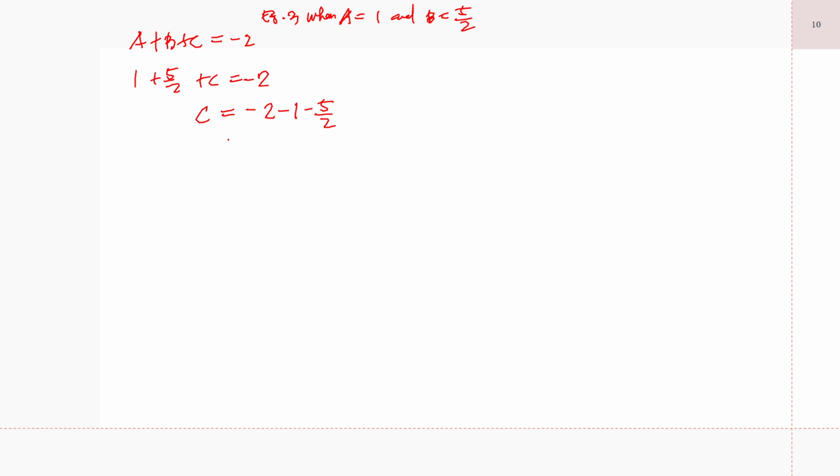We move all to the right. So C is equal to, LCD, we have 2, negative 4 minus 1 minus 5. C is equal to negative, minus 2, there's 2 rather, 2, 4, and 5. So this is negative 4 minus 2 minus 5 is negative 11 over 2. So we now have the values for A, B, and C.